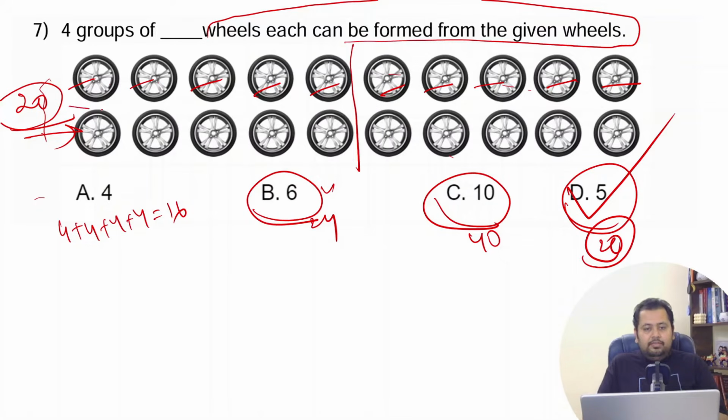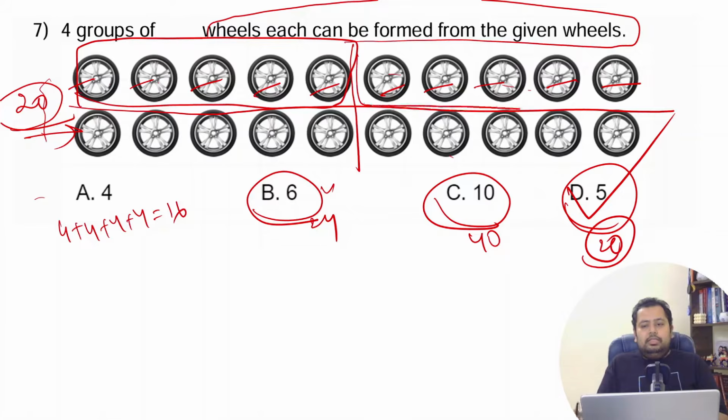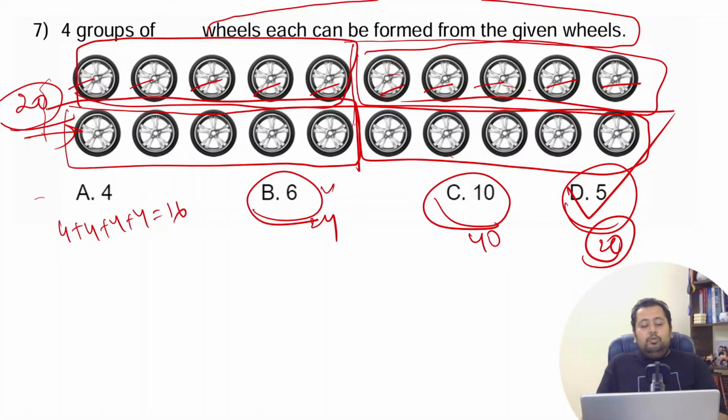You can just divide it like this also. If you make this as one group, this is another group. Similarly, this is third group and this is fourth group. And if you do that, you'll see that these are all with equal number of wheels, and there are one, two, three, four, and 5. So option number D, 5 is the correct answer. I hope you got this one correct. If you did, give yourself a star.